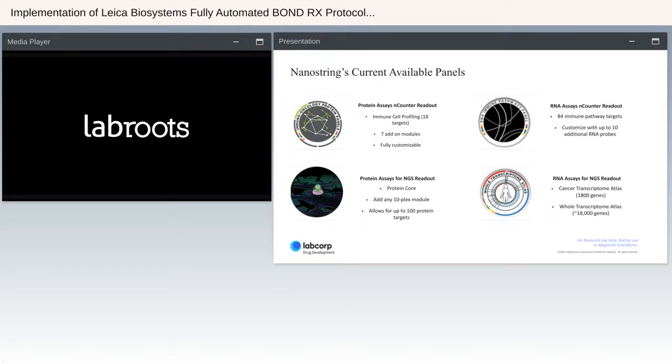And then the big players over on the lower right are the RNA assays for NGS readout. So we have the Cancer Transcriptome Atlas, which, as I mentioned, was 1,800 genes, and then more recently, the Whole Transcriptome Atlas, which is available both in human and in mouse. So either one of those can be used for these types of studies, and that includes a little over 18,000 genes.